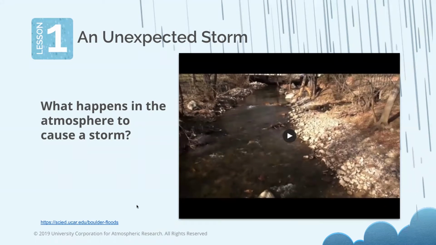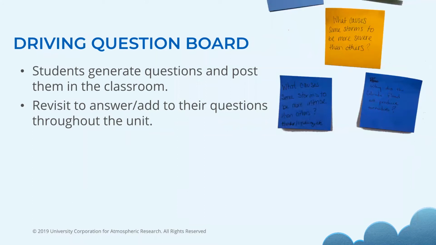So we use this as our anchor phenomenon to move us into exploring what do we know about storms? What do we think causes storms to happen? And how might the storm have happened? So we introduce now the driving question board, where students will generate questions and post them on a wall or somewhere public in the classroom, and we'll refer to those throughout the unit.